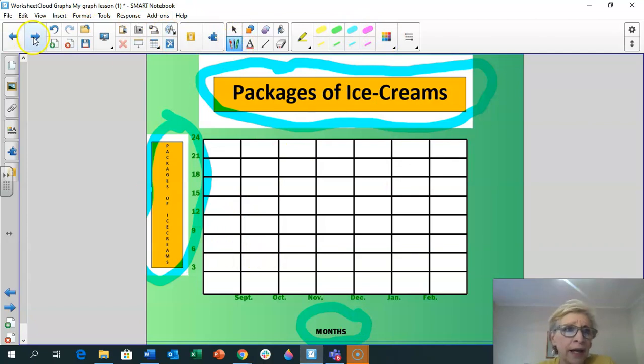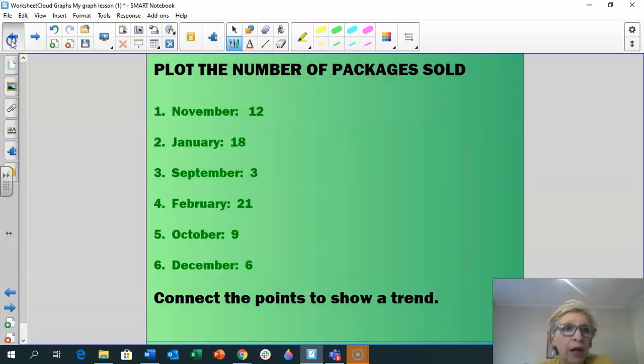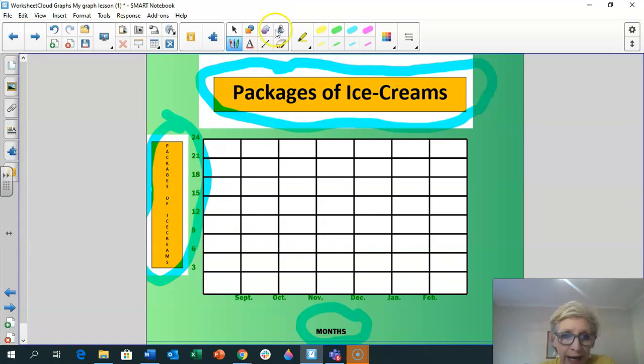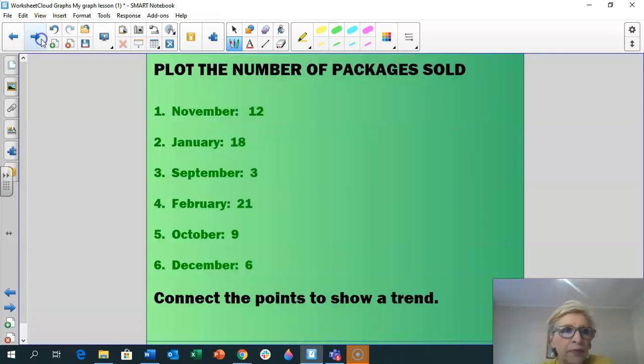It says here that in November they sold 12 packages. So here's November. They've mixed them up a little bit, so let's just do it. November they sold 12. So we're going to put a little cross where it matches up with 12 there. Okay, November, and there's the 12 score right there. January is 18, so let's find January. January goes up to 18. Let's put a little cross there.